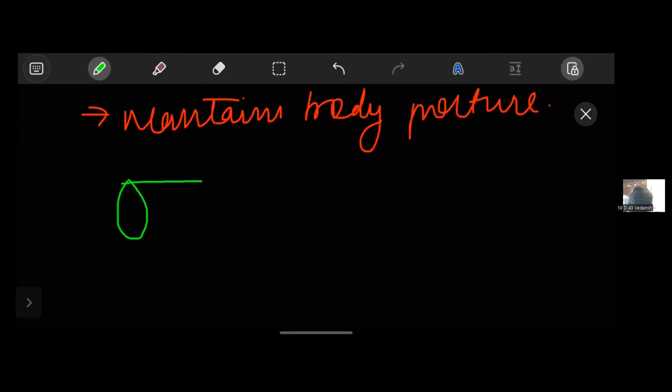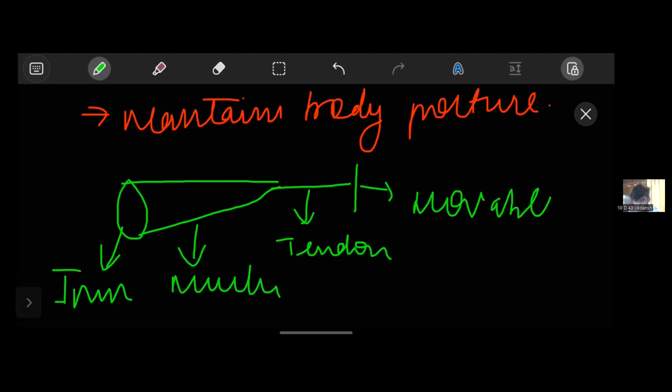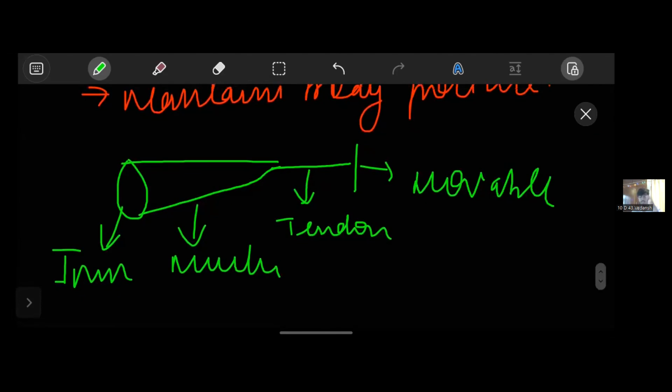This is a muscle, then tendon, then a bone. Okay? So, this is tendon. This is muscle. This is the immovable part. This is the movable part. Okay? So, when your muscles contract, they are pulling the tendons. So let us say this is a muscle, this is a tendon, this is a bone. If my muscles contract, I'm pulling the bone with me. That is what it is trying to say.